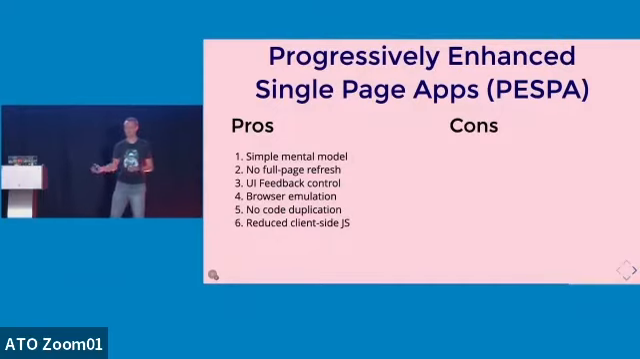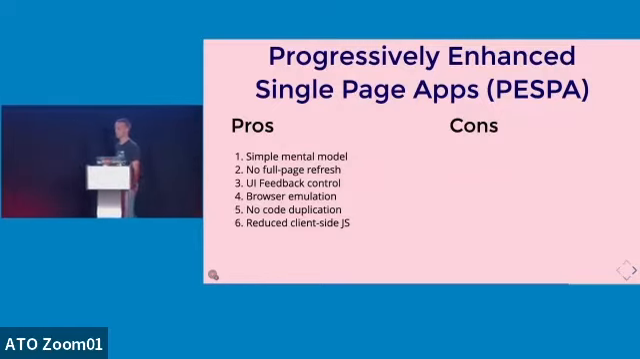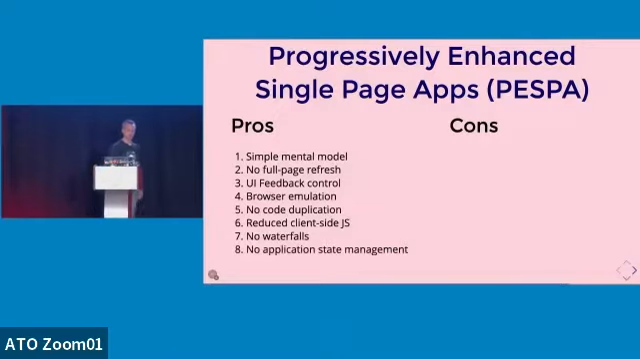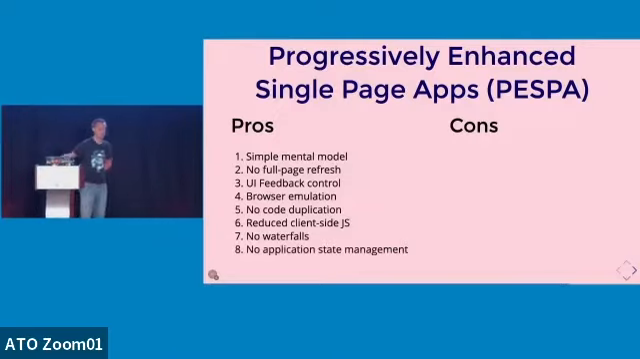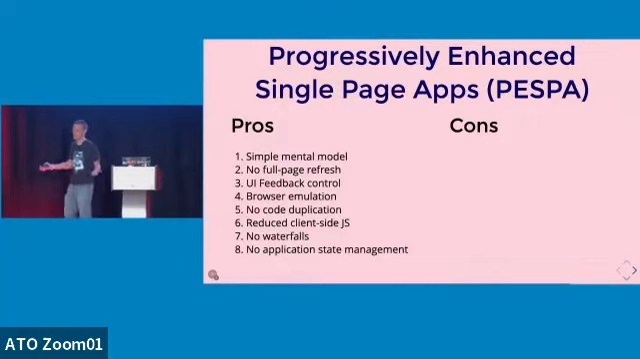Most of our business logic and everything. The only stuff that's client-side only is going to be progressive enhancement stuff, which is pretty simple. And we got rid of waterfalls because it's all server rendered again, hooray, and no application state management. You can't have application state management if you are focused on progressive enhancement because it has to work without JavaScript. So if your app requires application state management, then it's not going to work without JavaScript.